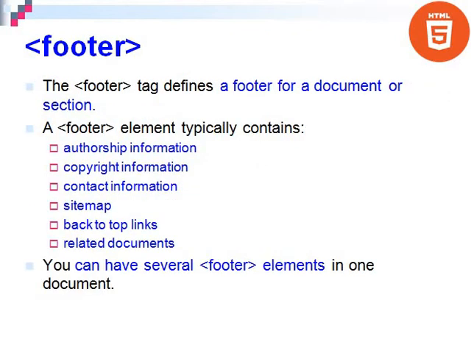Now footer. Footer tag defines a footer for a document or section. A footer element typically contains authorship information, copyright information, contact information, sitemap, back to top links, related documents, and we can also have several footer elements in one document. We can include footer elements for each and every section of the corresponding web page.